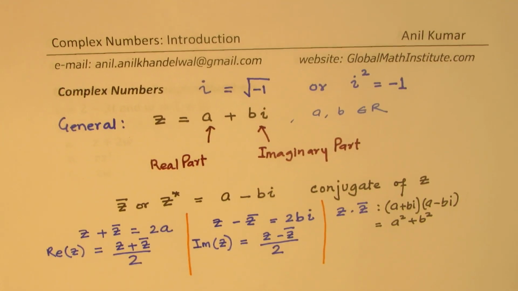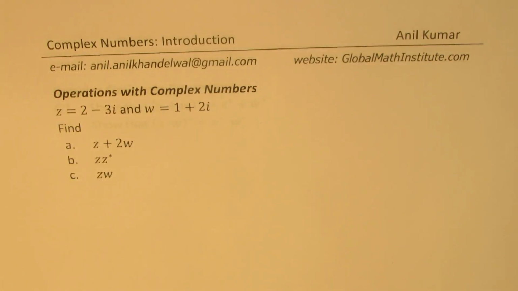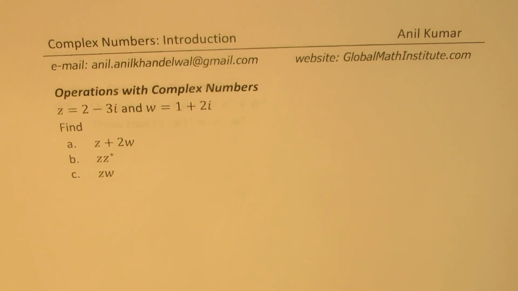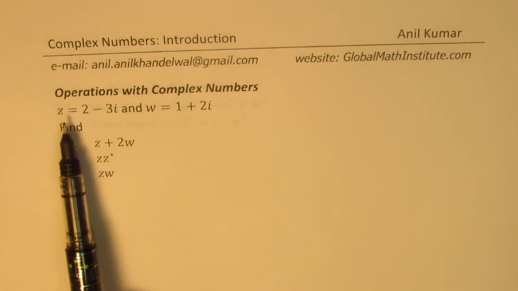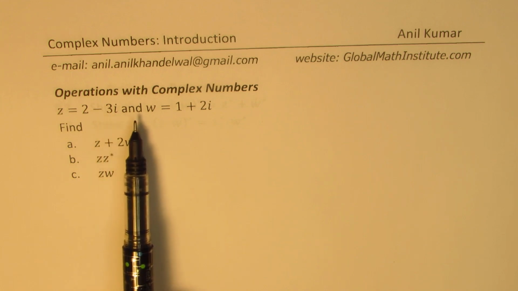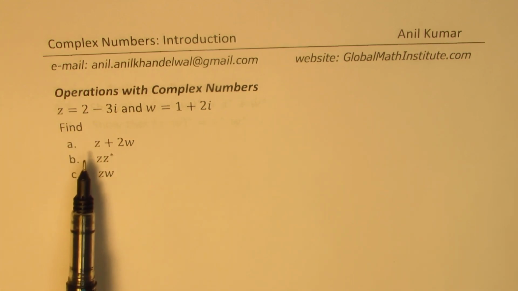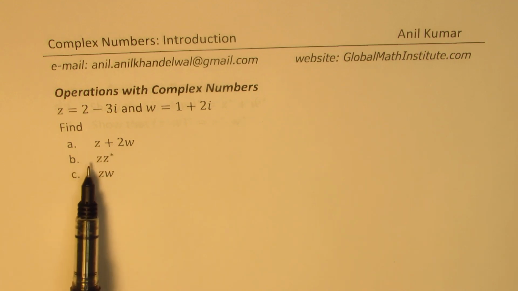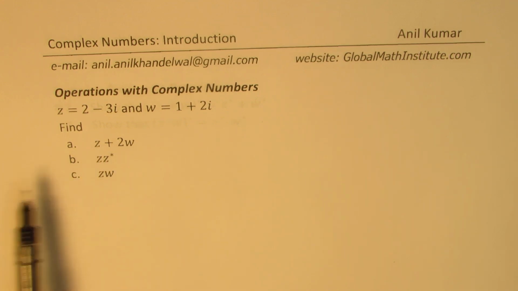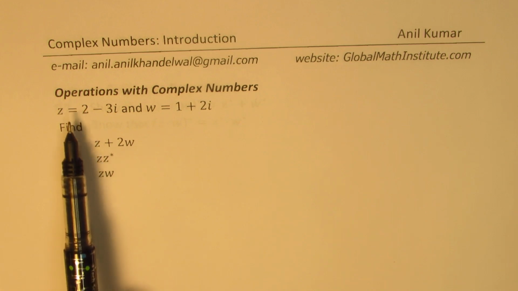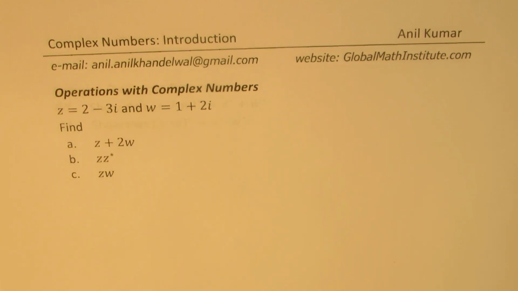Now to explore further, here are a few examples. If a complex number z is equal to 2 minus 3i and w is equal to 1 plus 2i, you need to find the value of z plus 2w, z times the conjugate of the complex number, and the product of these two complex numbers. You can always pause the video and answer this question.